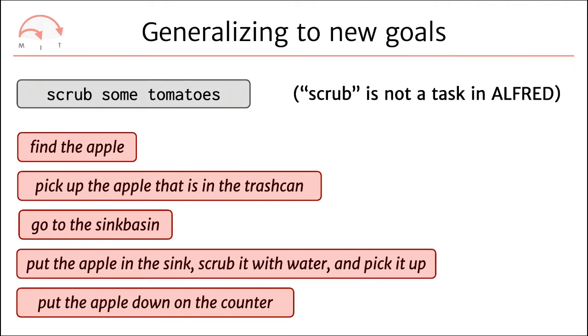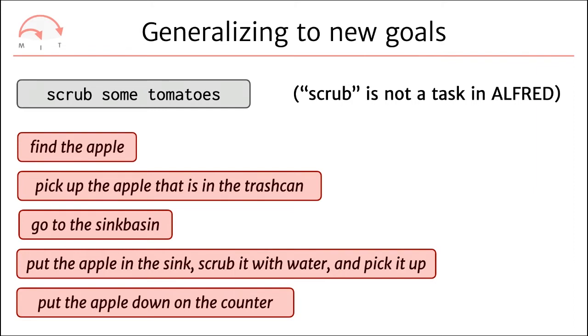A fun thing that we can do is ask this model to accomplish a goal that's never exhibited anywhere in this Alfred data set. Here we ask it to scrub some tomatoes. There's no scrub task in this data set. I think that should be scrub some apples. I think that's my typo rather than the model's typo. But it finds the apple.